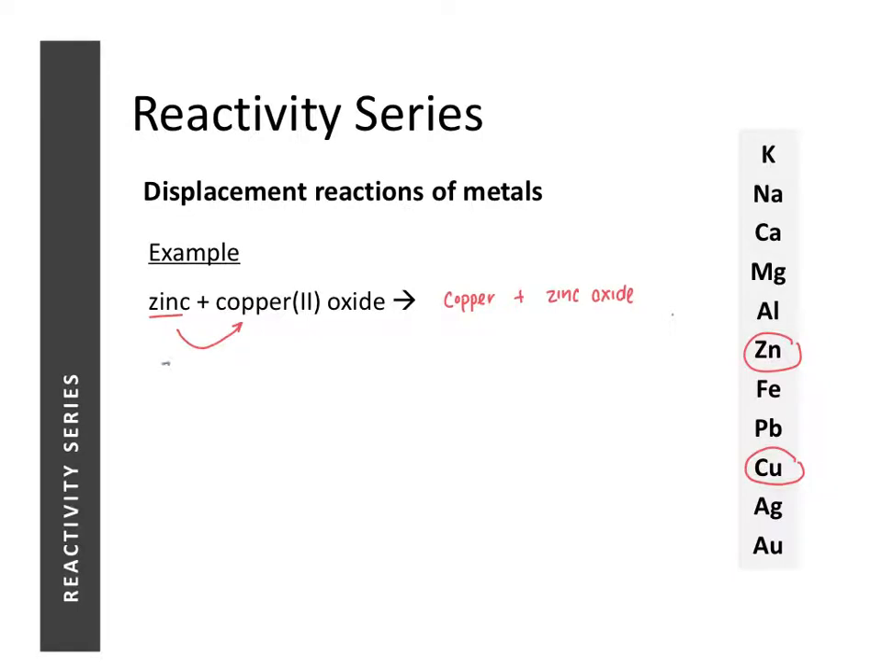Okay, so next we'll try to write the chemical equation for this reaction. Zinc is a metal, so Zn. Copper 2 oxide has the formula CuO, and then copper is a metal, zinc oxide has the formula ZnO. So the equation is already balanced, and now what's left for us to do is to add in the state symbols. They are all solids.